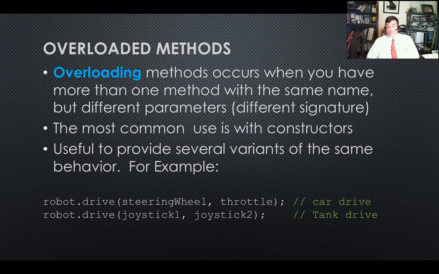So here's a couple examples. We're going to invoke the drive member of robot, and we're going to pass it a steering wheel and a throttle. That'll give us a car drive type behavior. Or we can invoke the drive member of robot and pass it joystick 1 and joystick 2, which could be your left joystick and right joystick, and that'll implement a tank drive. So the compiler knows which one of these two methods to invoke by the types of the parameters, because they both have the same name. So that's an example of where you might use overloading that's pretty handy, and it actually does get used quite a bit.